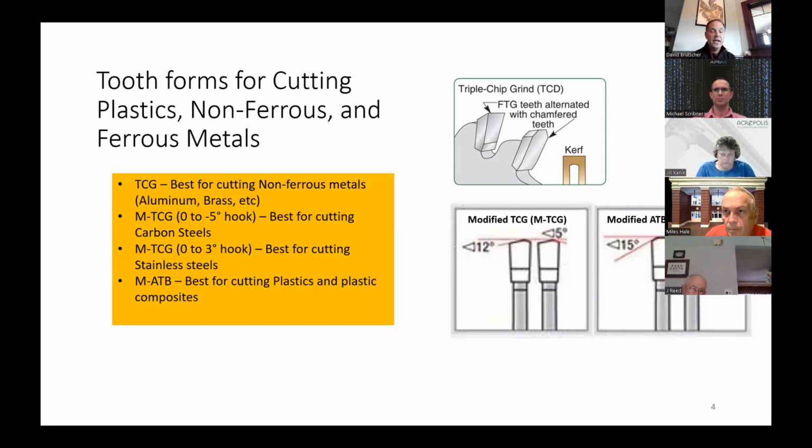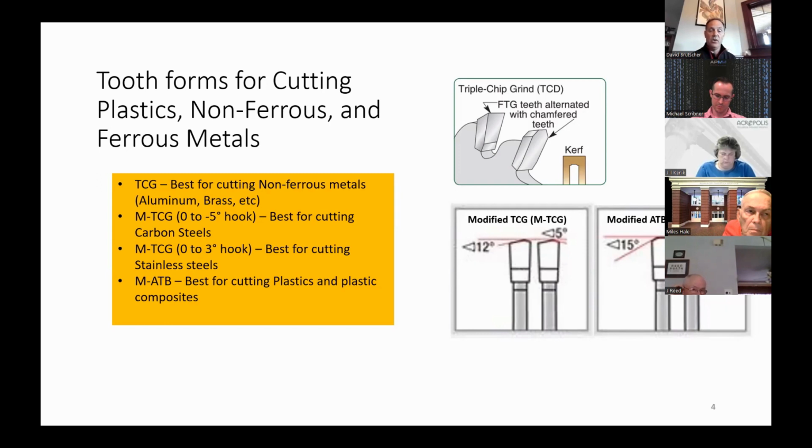and for stainless steels. And really, the difference there, as you'll see in the selection guide, is just the hook angle. Actually, a lot of people think stainless steel is a material that is much harder to cut. But really, stainless steels are more gummy and are actually softer than the carbon steels.